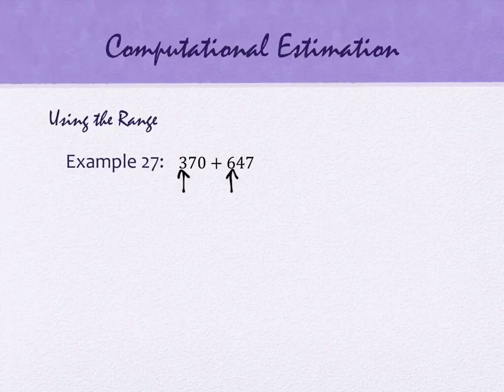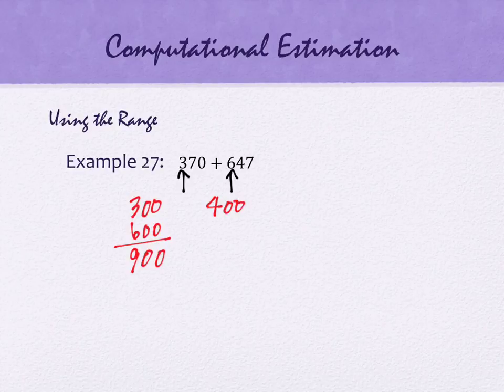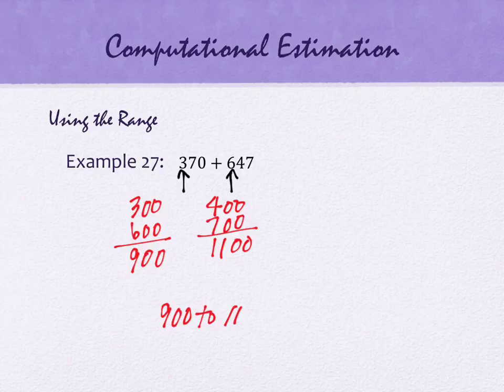370, if I round 370 down, what does it round to? 300. And if I round 647 down, what does it round to? 600. Okay, so that's good. This totals to 900. Wonderful. How about if I take 370 and I round up, what does it become? 400. And if I take 647 and I round up, 700. So what's 400 plus 700? 1,100. The range is between 900 to 1,100.